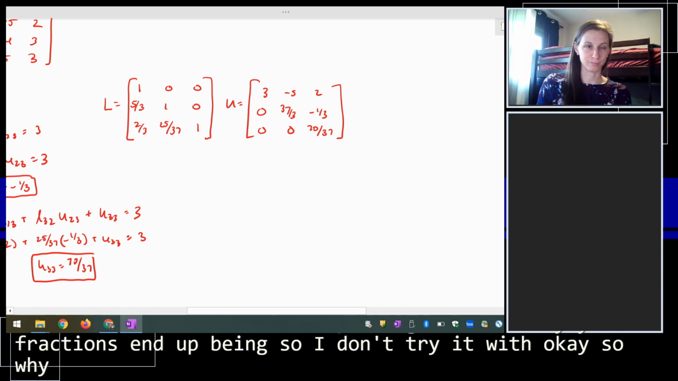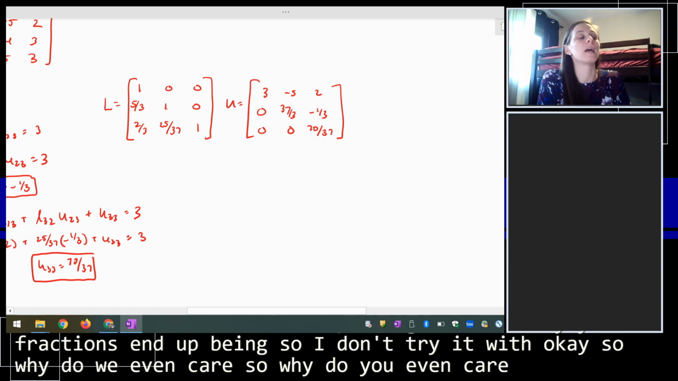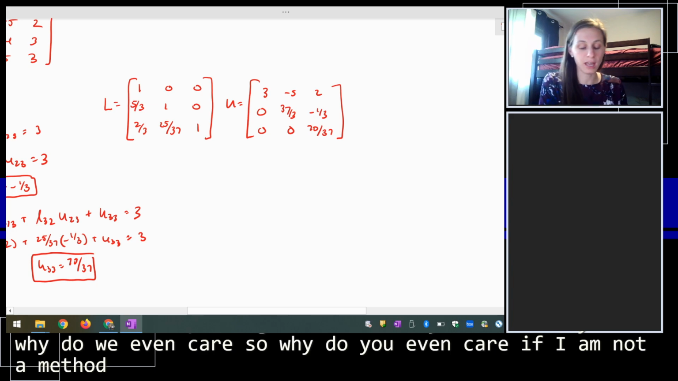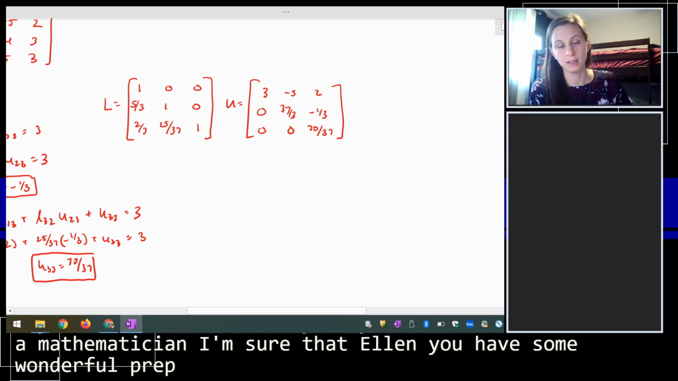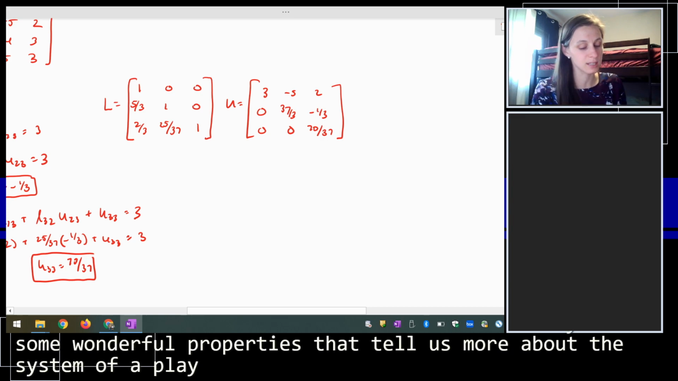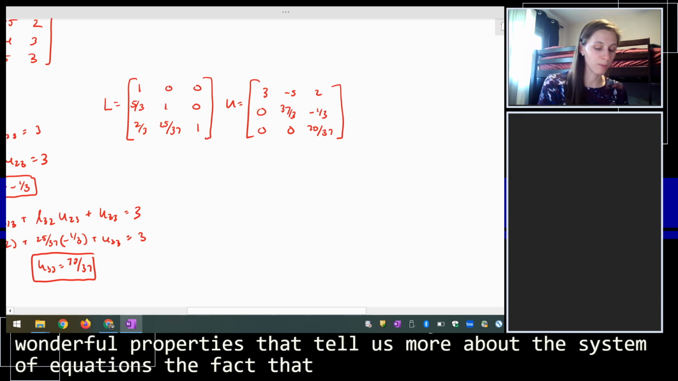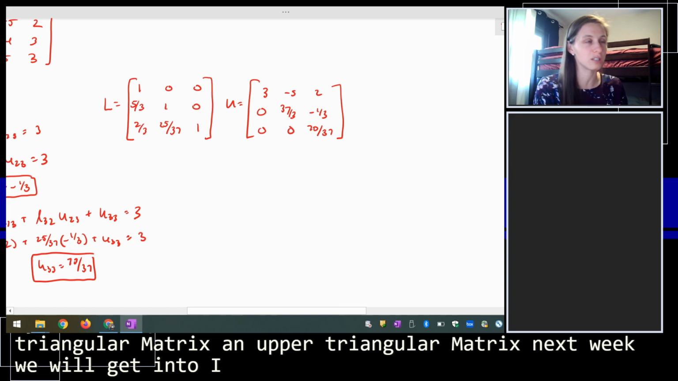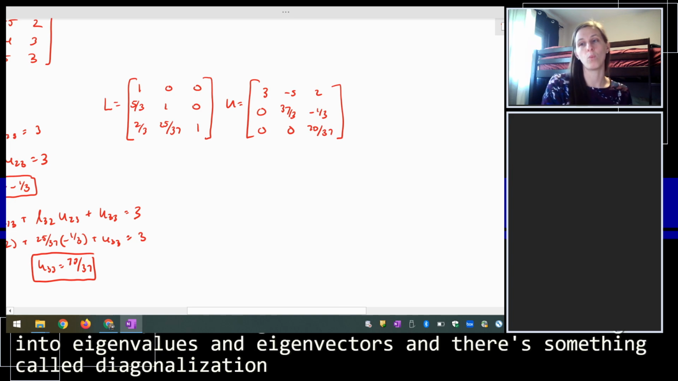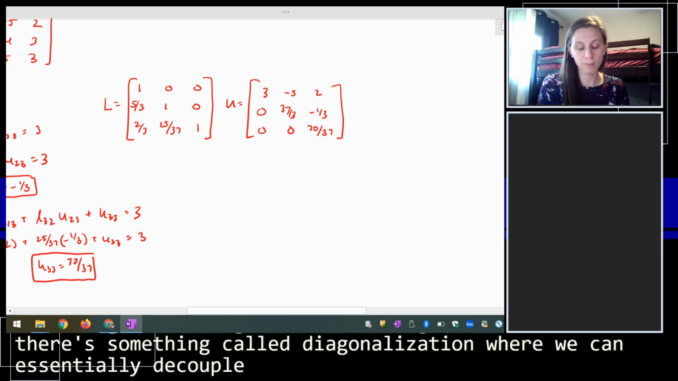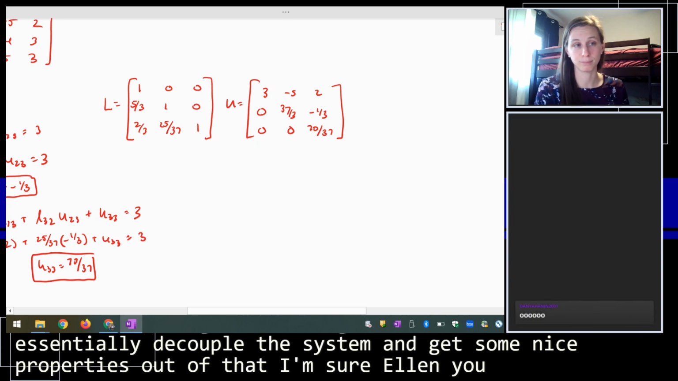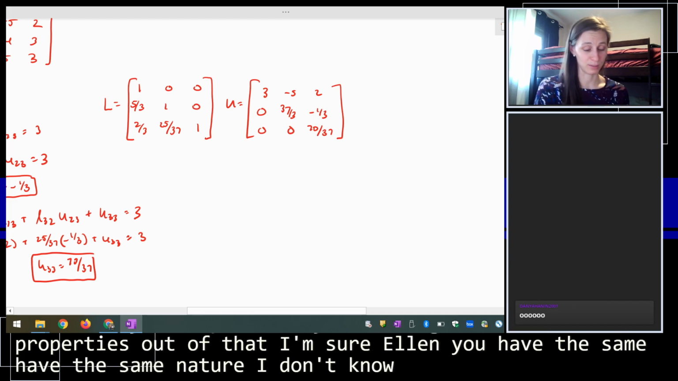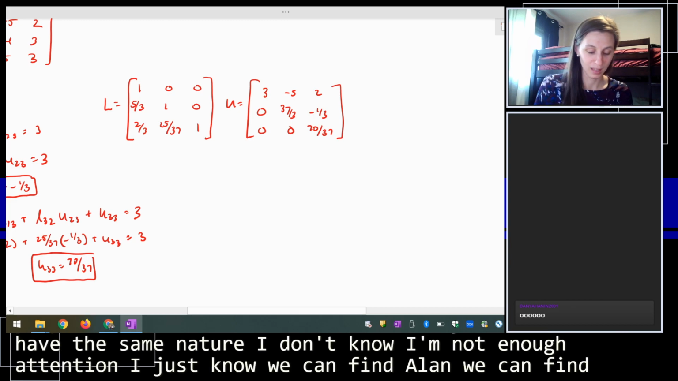Okay, so why do we even care? I am not a mathematician. I'm sure that L and U have some wonderful properties that tell us more about the system of equations. The fact that we have a lower triangle matrix and upper triangle matrix. Next week, we will get into eigenvalues and eigenvectors, and there's something called diagonalization, where we can essentially decouple the system and get some nice properties out of that. I'm sure L and U have the same nature. I don't know. I'm not a mathematician. I just know we can find L and we can find U.